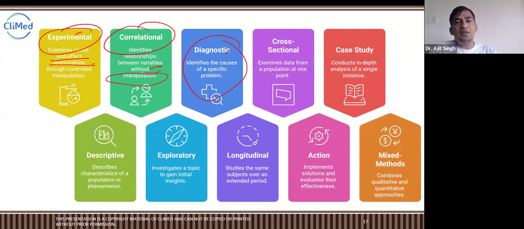because in the normal designs we use the patients' data, retrospective and all. But for the diagnostic, we have only certain designs like RCTs and all, right? So diagnostic designs are different.